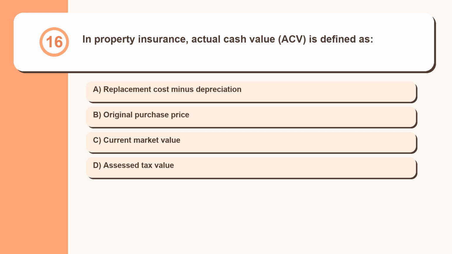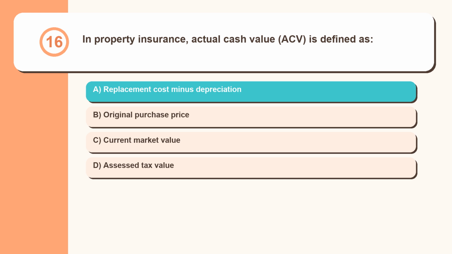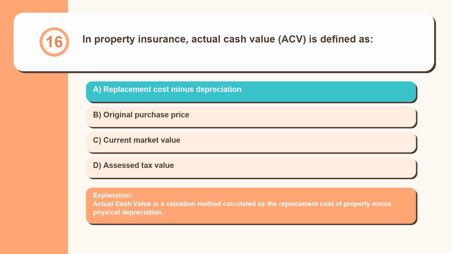Question 16. In property insurance, actual cash value, ACV, is defined as: replacement cost minus depreciation, original purchase price, current market value, assessed tax value. Actual cash value is a valuation method calculated as the replacement cost of property minus physical depreciation.